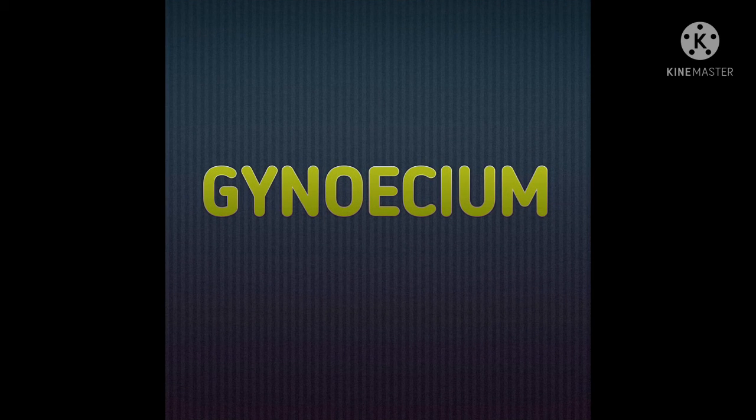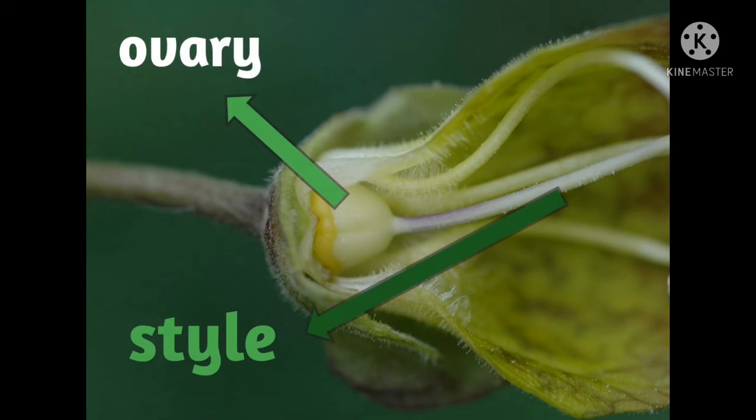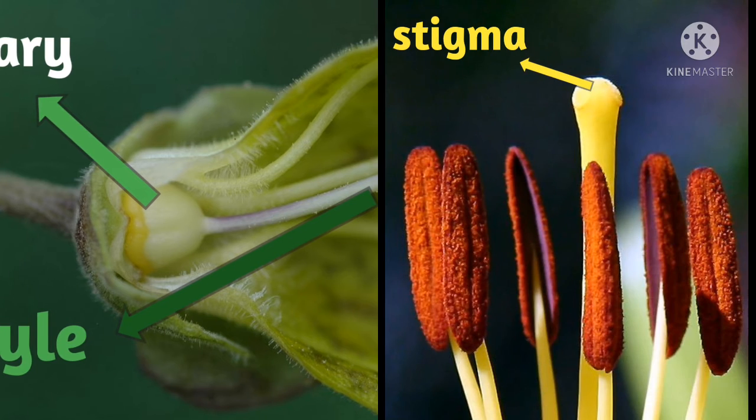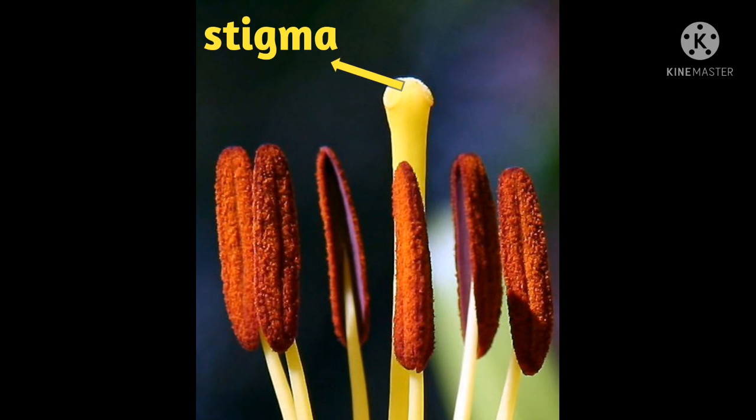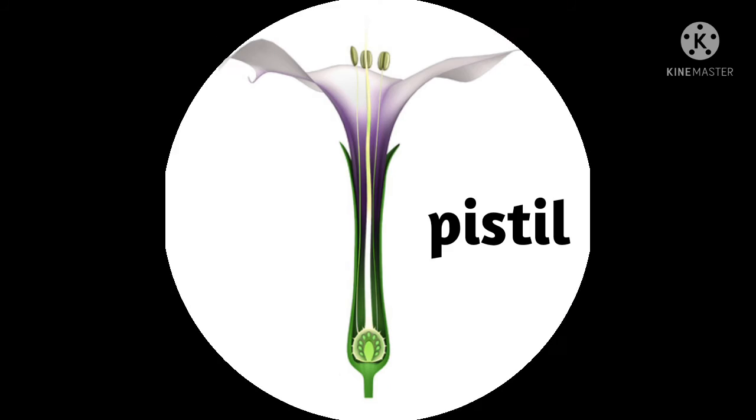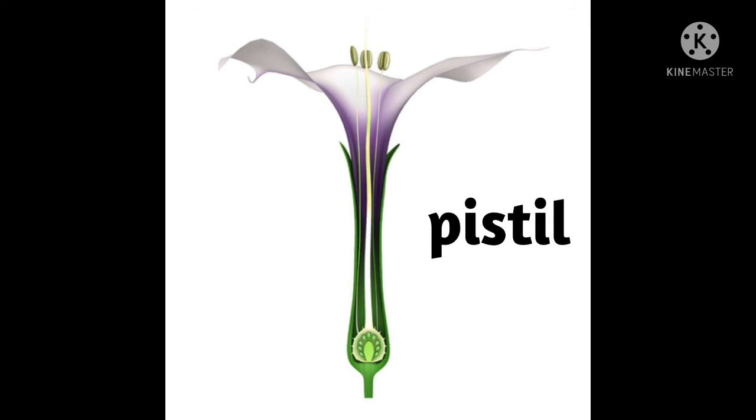Gynoecium. Right on the thalamus is seated a bulb-like structure called ovary. Just above it, a fine tube-like structure called style. The anterior part of the style contains a bead-like structure called stigma. The whole structure from ovary to stigma is called pistil or the female reproductive part. All these parts present on the pistil are together called the gynoecium.